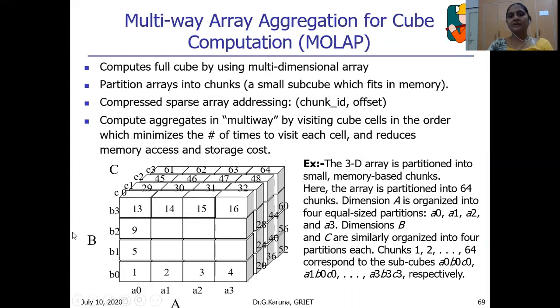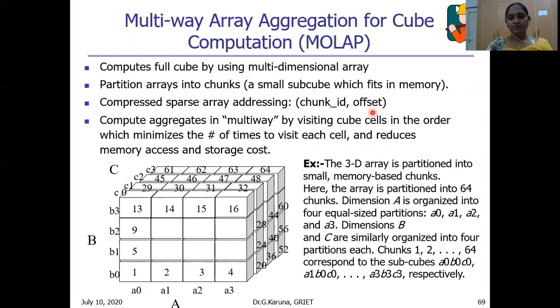The first one is multi-way array aggregation cube computation, that is full cube computation. This method computes the full cube by using a multi-dimensional array. It partitions the n-dimensional array into small n-dimensional chunks. These small chunks can easily fit in memory. Each chunk is stored as an object in memory. These chunks are compressed by using chunk ID plus offset.